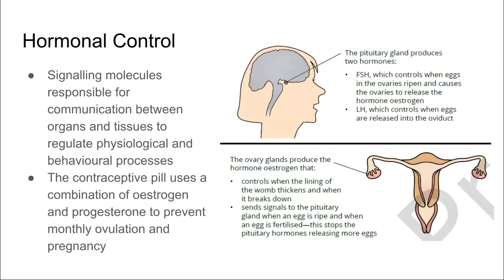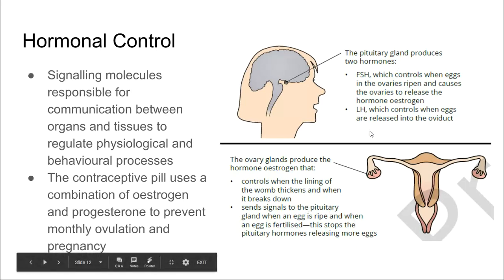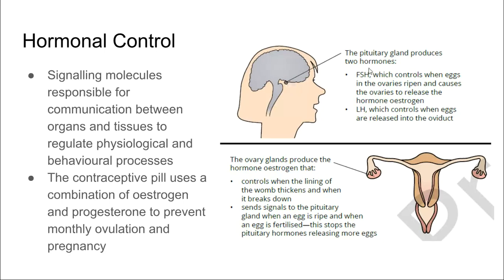So for a successful pregnancy and successful birth to actually occur, there is a large amount of hormonal control that is responsible for allowing these processes to be successful. And there are signaling molecules that are responsible for communicating between the organs and the tissues. And we can see 2 on the right here. We see estrogen, which is quite important in the ovary glands. Well, that's where it's produced, but it is responsible for controlling the thickness of the womb, but also sending signals to the pituitary gland, which is in our brain. It produces this follicle stimulating hormone, or FSH, and the LH, and these are responsible for controlling when eggs are produced and released.